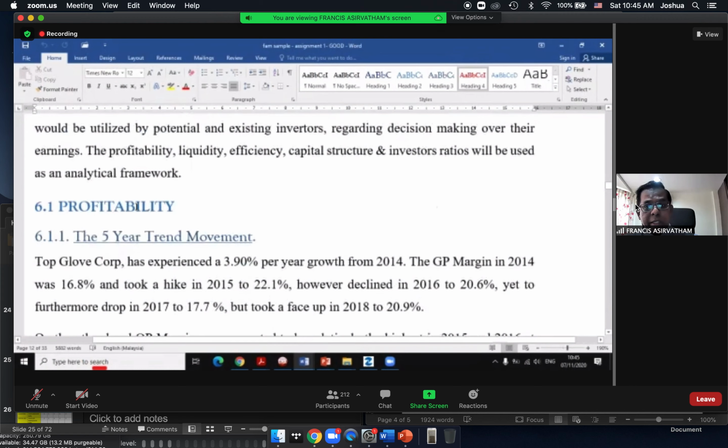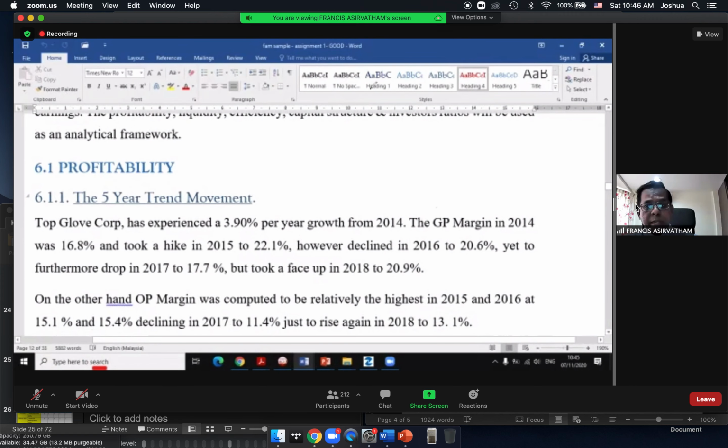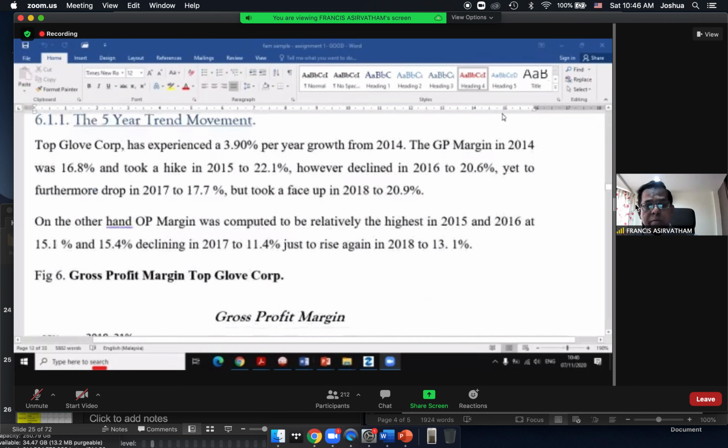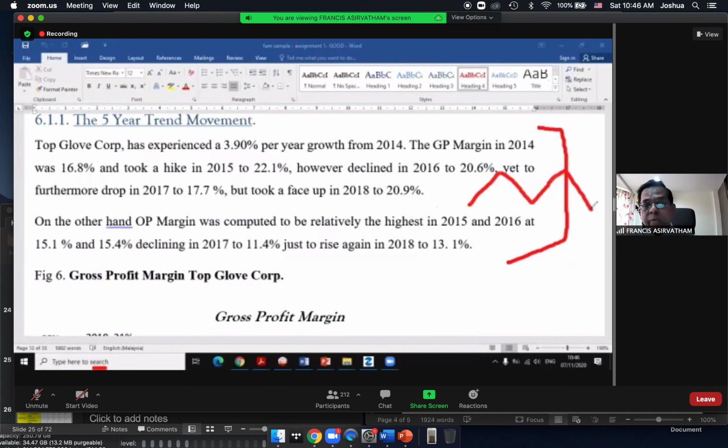5-year trend analysis. I already mentioned to you, what is trend? Trend means whether it's going up or down. So you can see here, the company experienced 3.9% growth, GP margin 16% took a hike. So you can see it's up and down, up and down. The whole thing is explaining trend, whether it's going up or going down, that's it. You can write in simple language, but it must be grammatically correct.